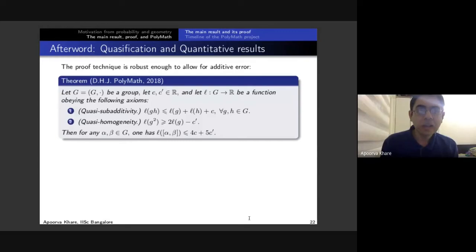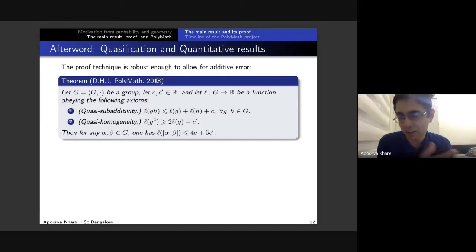So I'll just tell you the last thing, as an afterword, maybe. The proof technique is robust enough that one can get quantitative results. This is maybe a slightly stronger result than our main theorem, because we have quantitative estimates as well. Suppose my triangle inequality is not quite true. Suppose it is true up to some error margin of C. There is some number C.